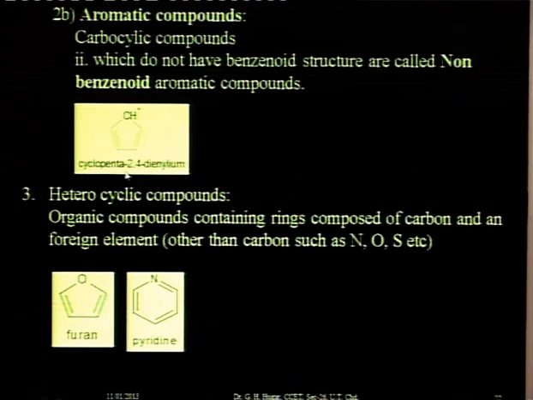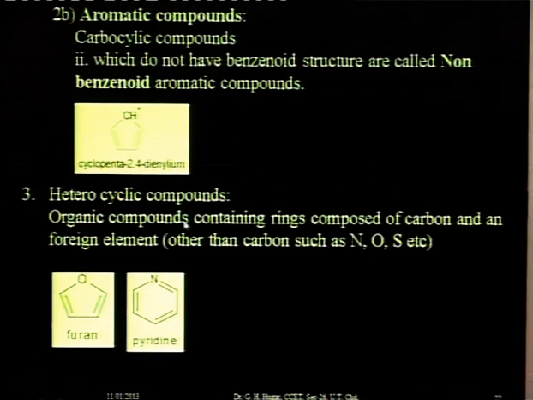So, cyclopenta-2,4-dienyl cation is a best example. This is an aromatic compound, it fits into the Huckel rule. However, it has no benzenoid structure, it is other than that. So, like this, one or two examples you got to remember, that is all.